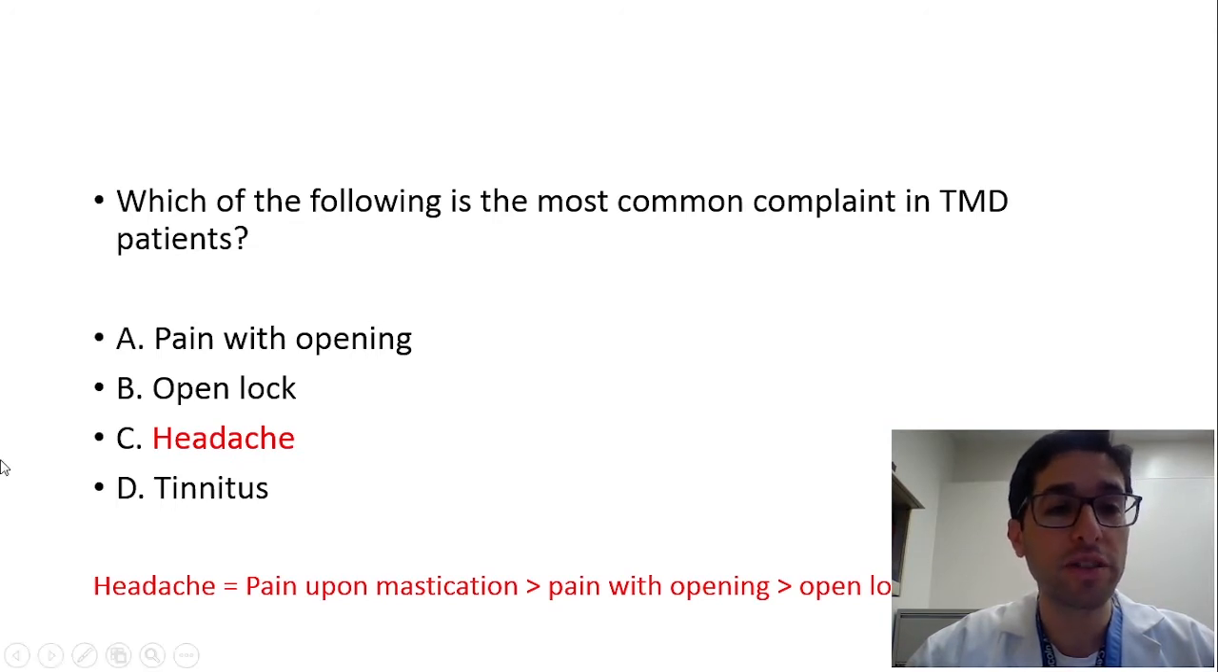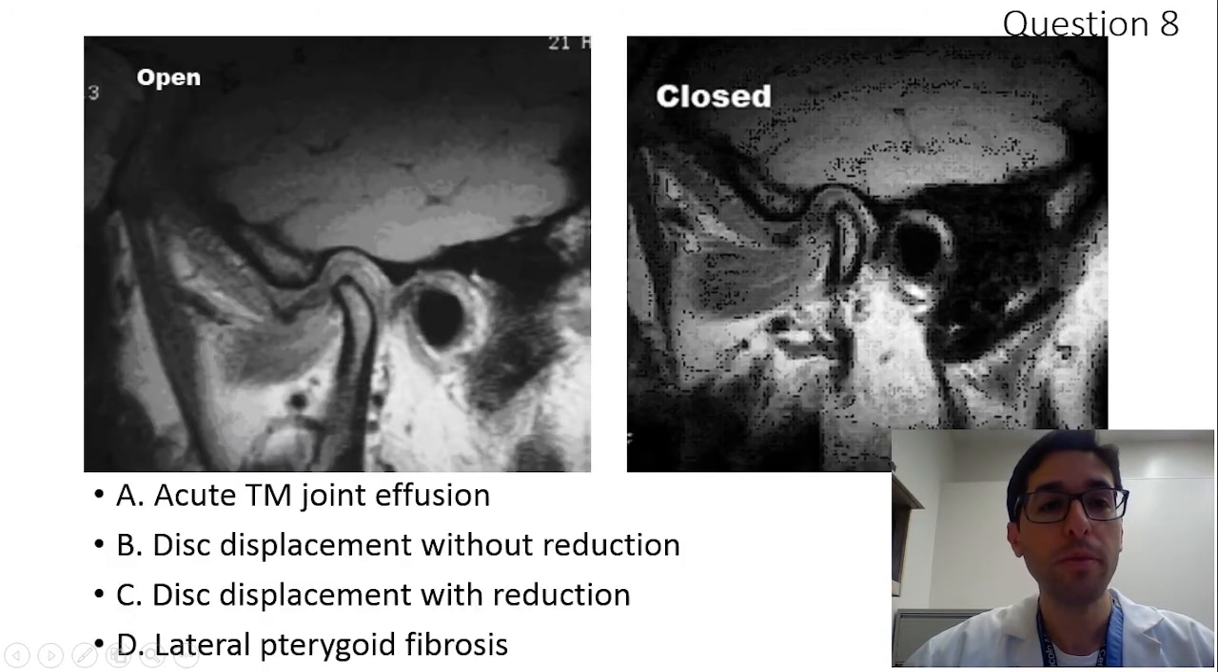The next and equal to headache is pain upon mastication. So if they would have said pain with mastication, then A and C would have both been correct. But pain with just plain opening, not with mastication, just opening, that's slightly less common. They did prevalence studies based on patients with TMJ pain. Headache is the most common, equal to pain upon mastication. The next most common is pain with opening, and then open lock is actually pretty low on the list.